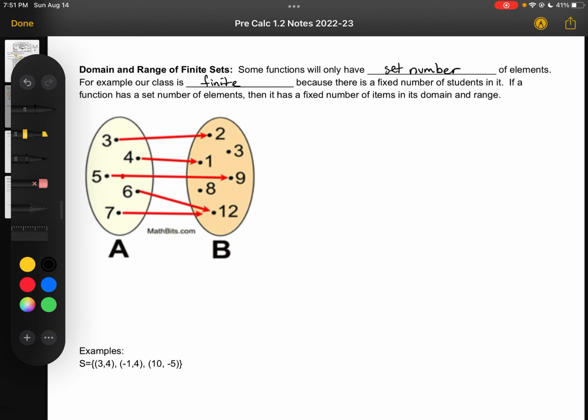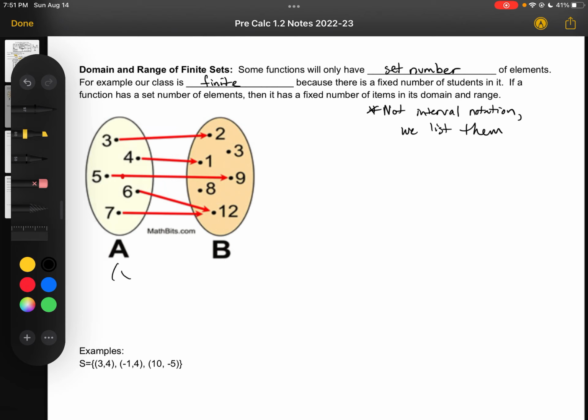For example, our class is finite because there is a fixed number of students. So finite means you can look around and count. And it doesn't go on forever. It's just however many people are around you in this room right now. If a function has a set number of elements and it has a fixed number of items in its domain and range. So this is a really fancy way of saying not interval notation because we list them.